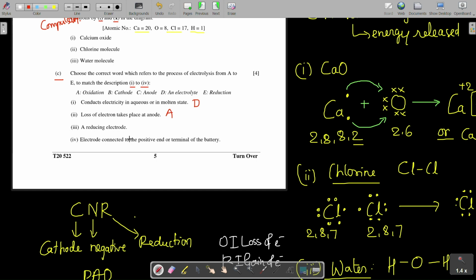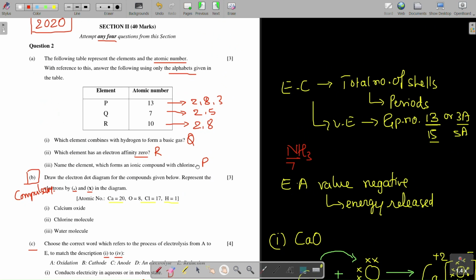Reducing electrode: now you can check here, C and R, so it is the cathode. Cathode is B. Then the electrode connected to the positive end or terminal of the battery will be the anode. So the anode is connected to the positive, PAO. So anode is C. Okay, so this is question number 2.